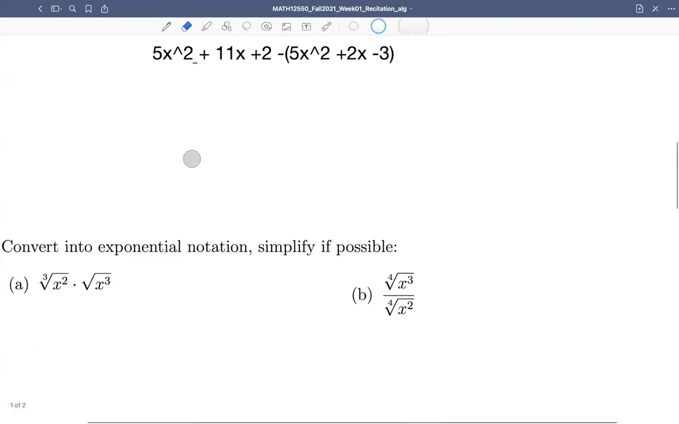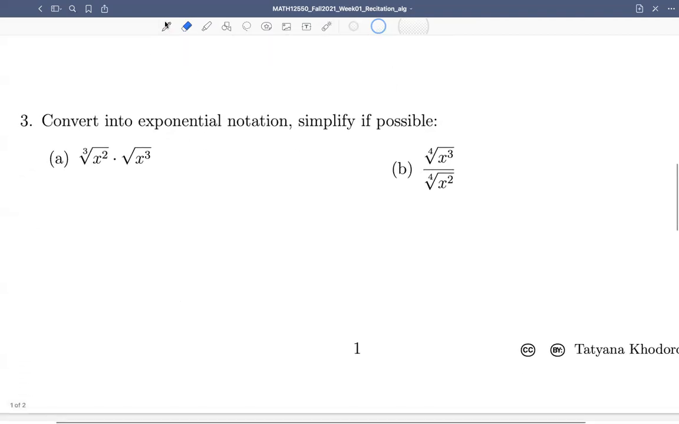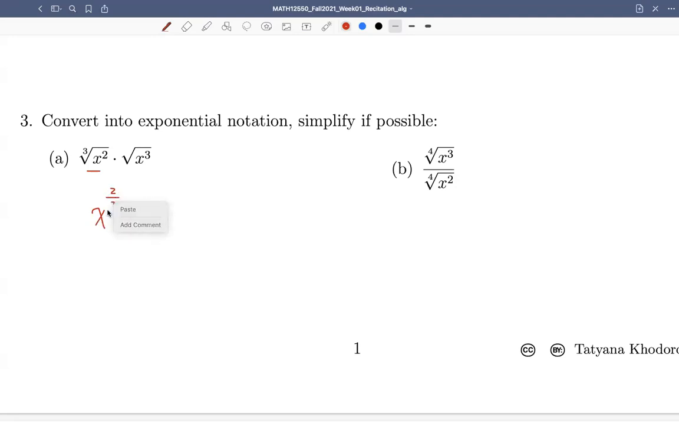Okay, let's move on to the next question. We want to simplify these radicals. So this one, we want to write it as x raised to 2/3. Okay, so fractional exponents. The power is in the numerator. The index, this is called the index, is in the denominator.